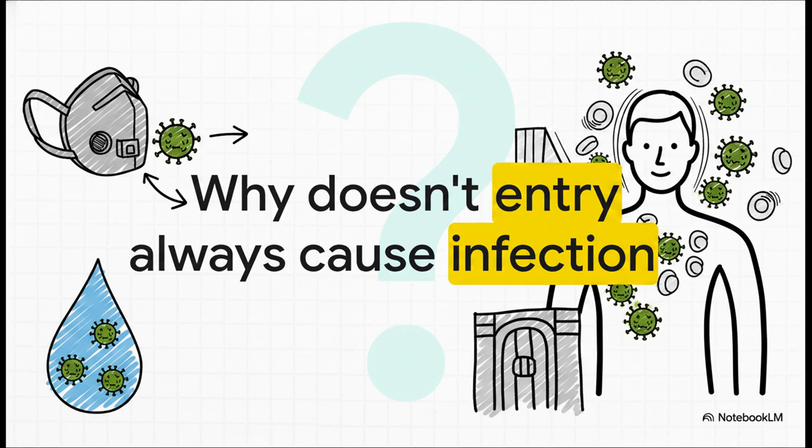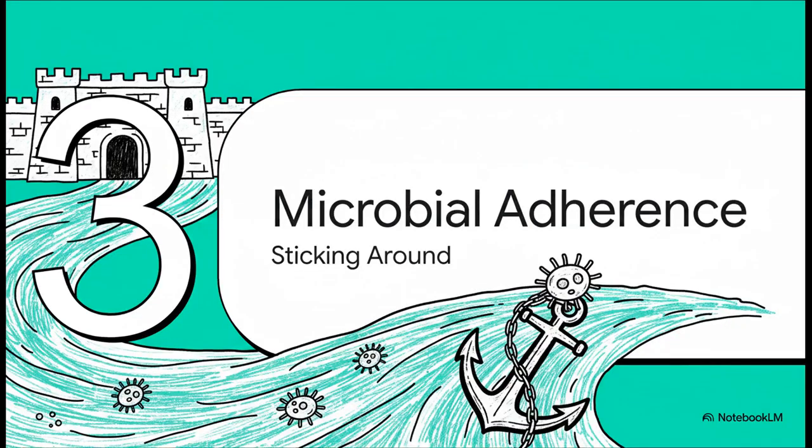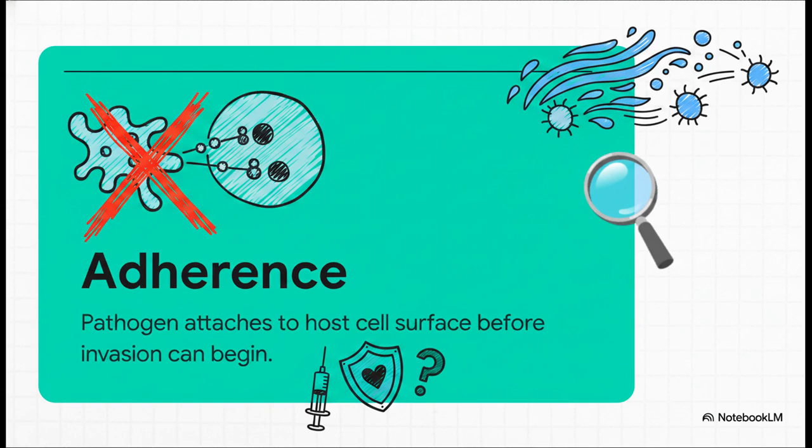Now you might be wondering, let's say a microbe actually slips past that N95 mask, or you accidentally swallow it in some bad water. If it breaches the gates, why doesn't it always cause an infection? Think about it. You're exposed to pathogens constantly, all day long, but you aren't constantly sick. Why is that? Well, that brings us to Section 3, sticking around, microbial adherence. To answer that question, we gotta realize that simply stepping foot inside the fortress is not enough for these guys.